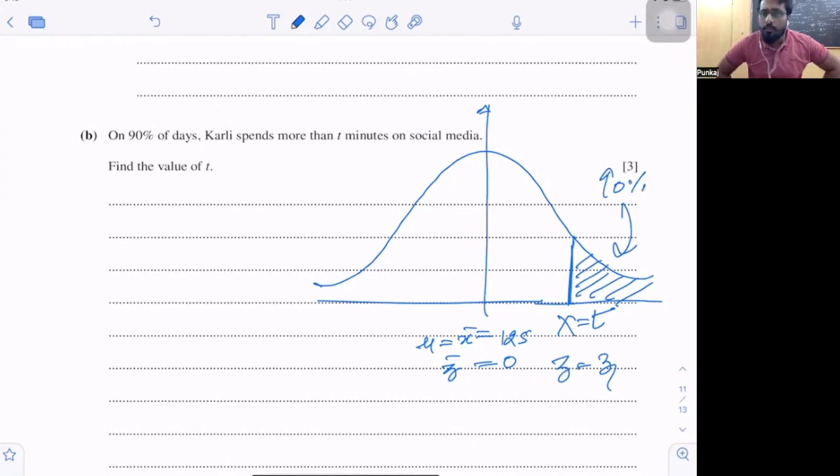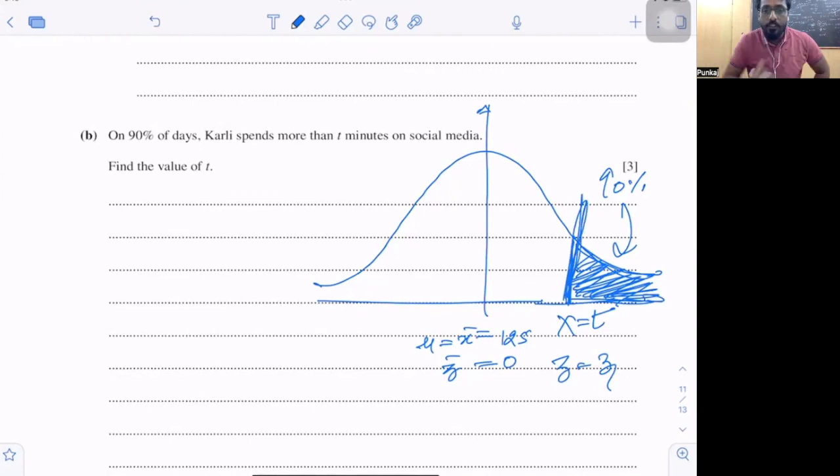Students, is that possible? Can this region be 90% of the entire curve? Area under the curve should be 90%. Can this region be 90%? The answer is no. See, you want to find the probability when Carla spends more than 10 minutes. So this is T, this is X equal to T, and more than T will be definitely what?